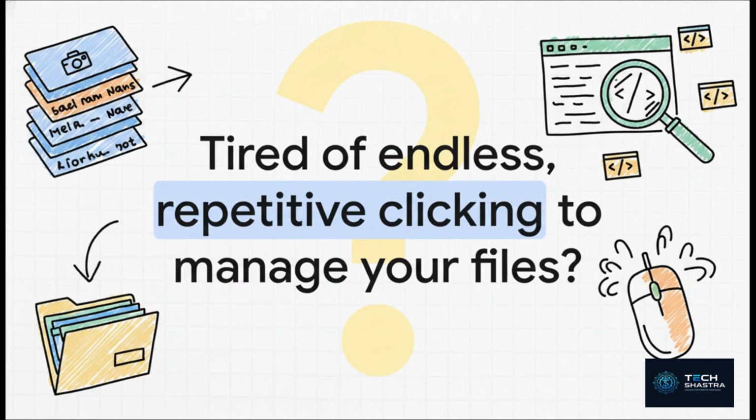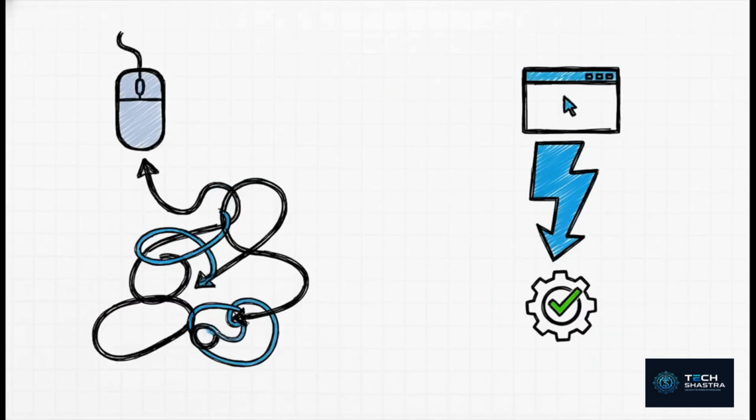You know the feeling, right? You've got to rename like 100 photos, or you're trying to find one specific line of code that's buried in dozens of files. Or maybe you're just trying to clean up that messy downloads folder. It's just click, drag, right-click, repeat, over and over and over again. It is so slow, it's tedious, and you know you're going to make a mistake eventually. Well, I'm here to tell you there is a much, much better way.